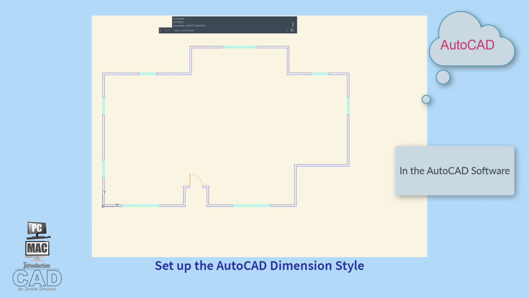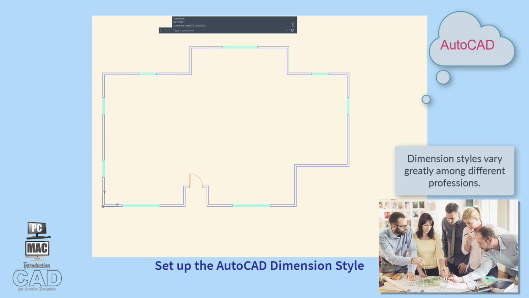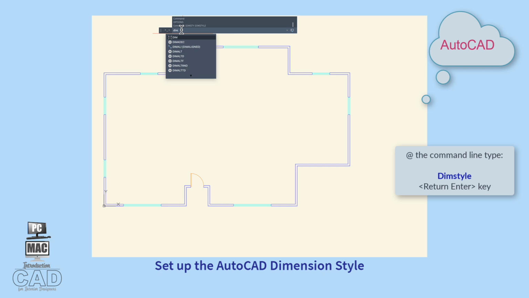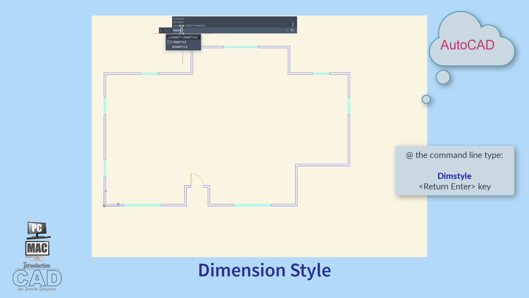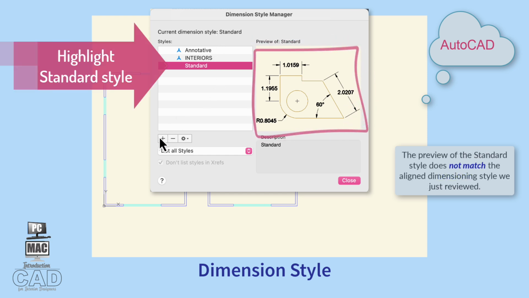The next step is to set up the AutoCAD dimension format. The dimension style settings in AutoCAD define how your dimension will appear in the drawing. Dimension styles vary greatly among different professions. Therefore, it is essential to set up the style that is associated with the architecture and interior design professions. At the command line, type dim style, and press Enter. Locate the standard style. You can see that the preview shown in the window here does not match the anatomy of a dimension that you were just introduced to a moment ago.